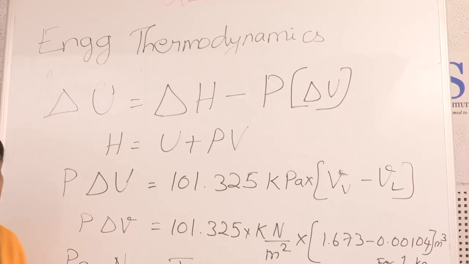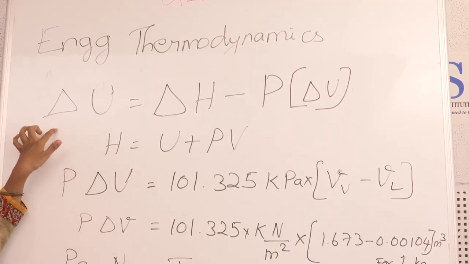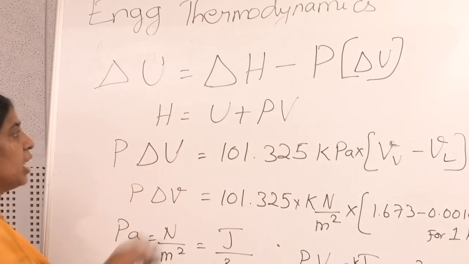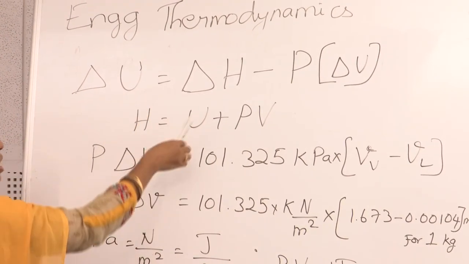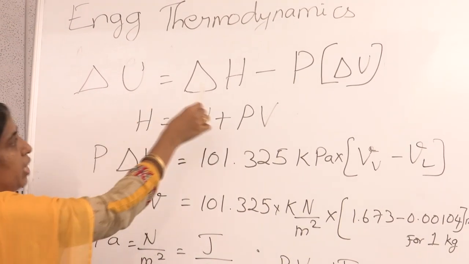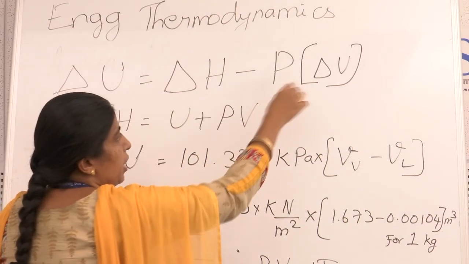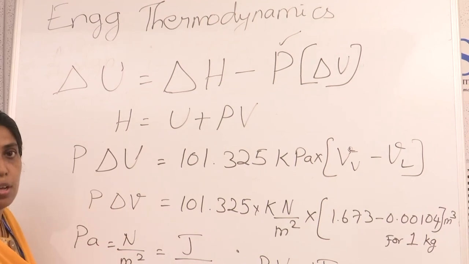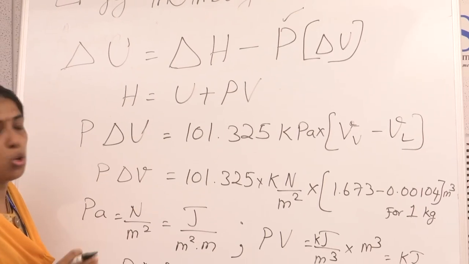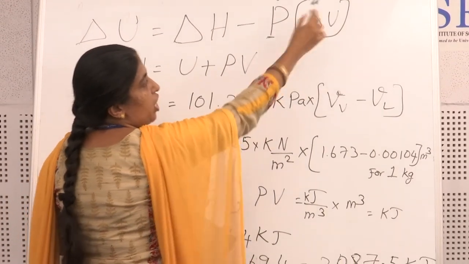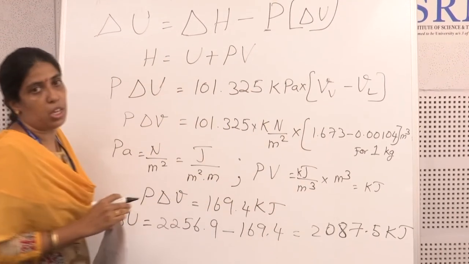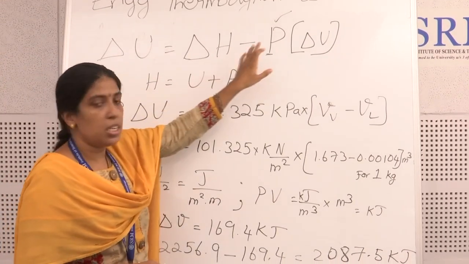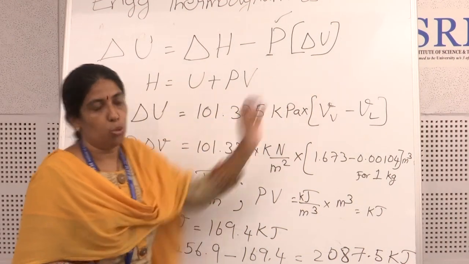The next step is to find delta U, the change in internal energy. We know that H is equal to U plus PV, so we can rearrange this equation in terms of U. Delta U is equal to delta H minus P delta V. Here you can see I have taken pressure outside because it is a constant pressure system, and only the change in specific volume, delta V, remains. So this is our formula: change in internal energy is equal to change in enthalpy minus P into change in specific volume.